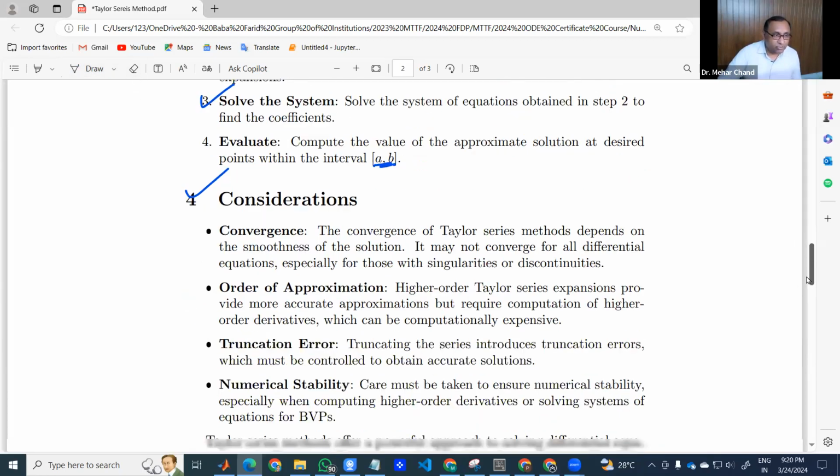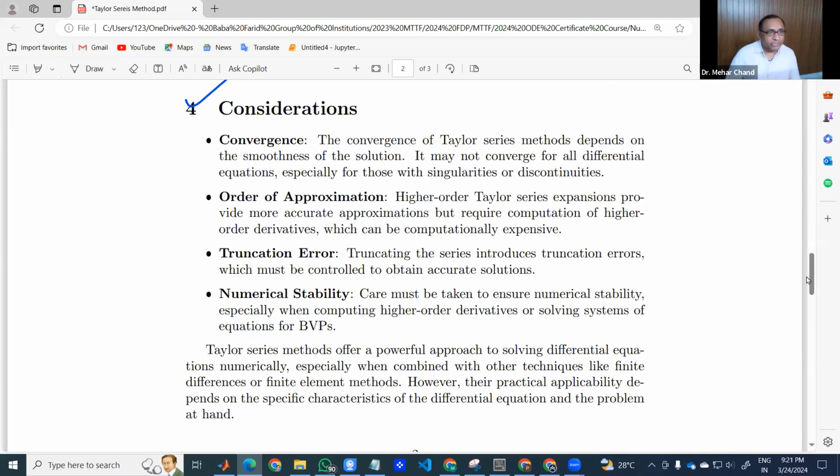Convergence: we also need to analyze the convergence of the Taylor series method, which depends on the smoothness of the solution, and it may not converge for all differential equations, especially for those with singularities or discontinuities. So keep that in mind while using this method. A higher order Taylor series expansion provides a more accurate approximation, but requires computation of higher order derivatives, which can be computationally expensive, and sometimes we have some challenges.